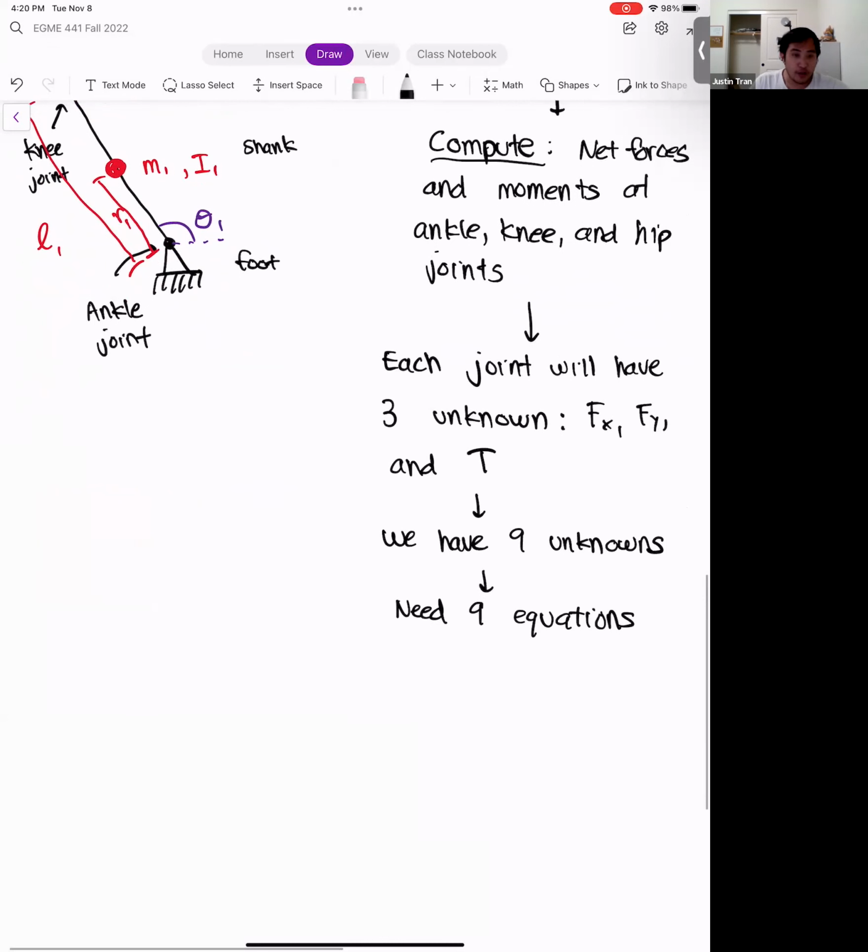All right, so let's go ahead and get started. So generally speaking, when you start to form these equations, the best rule to go by is to go from the most external segment and then work your way inwards.